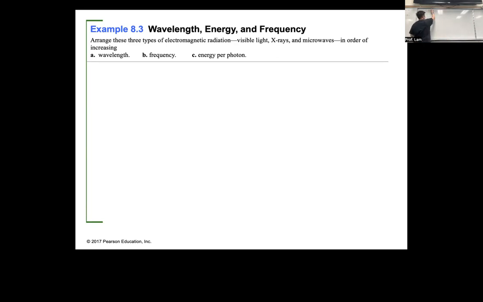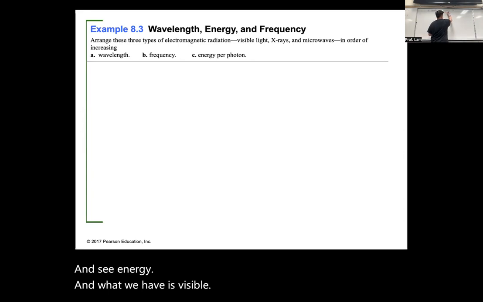A, wavelength. B, frequency. C, energy. And what we have is visible, X-ray, and microwave.